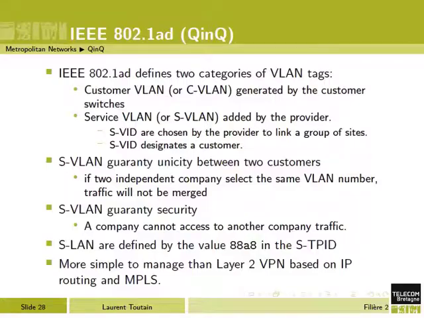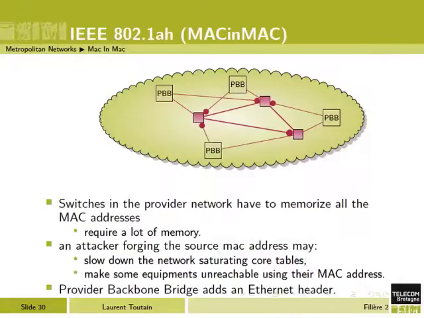Now, there are still some problems. Because suppose that you make some jokes inside the network. You see that here we have a full layer 2 network between all the equipment. So imagine that in your school at ITAM, you create a program on your PC that generates frames with a different MAC address each time you send a frame. And you send it on the network.